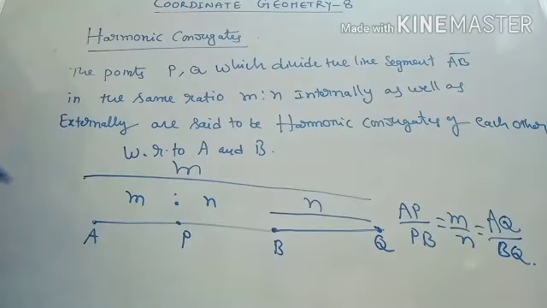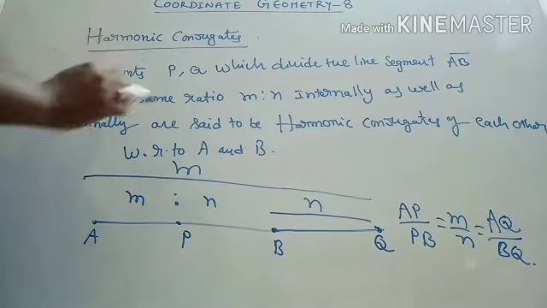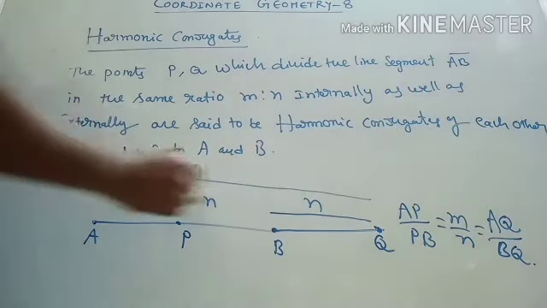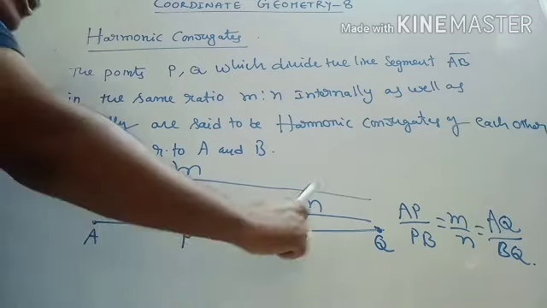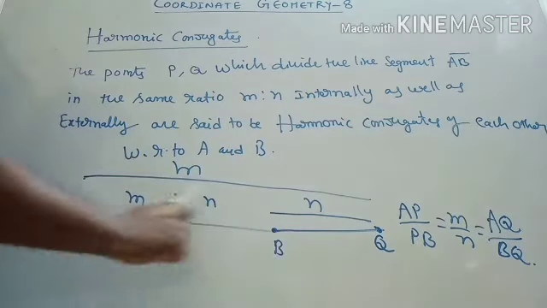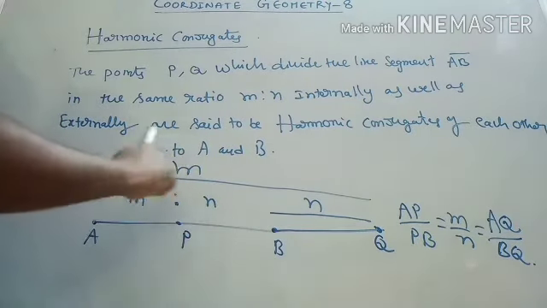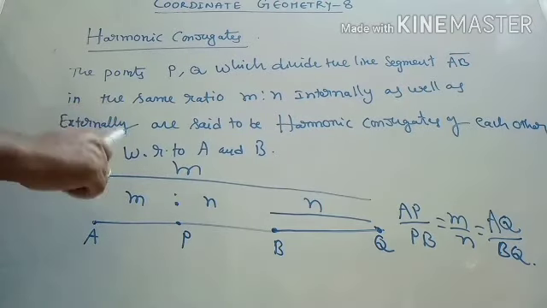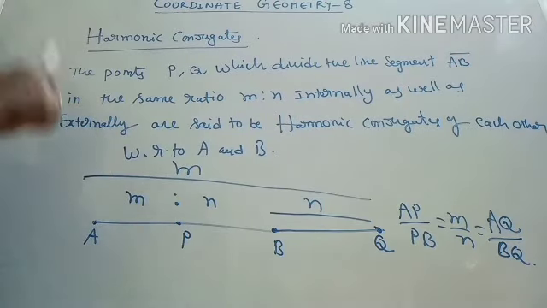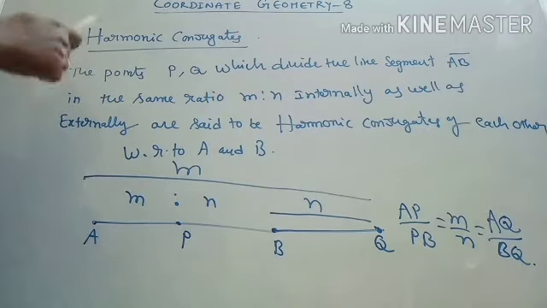Now P and Q, the points P comma Q, which divide AB internally in the ratio m is to n, and also Q is a point which divides AB externally in the ratio m is to n, then P comma Q are said to be harmonic conjugates of each other with respect to A and B. This is a very important definition, you have to note it down.